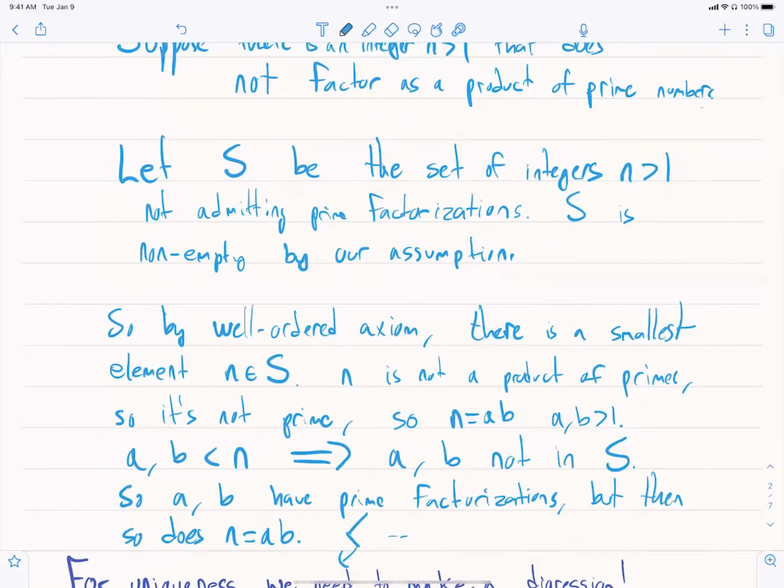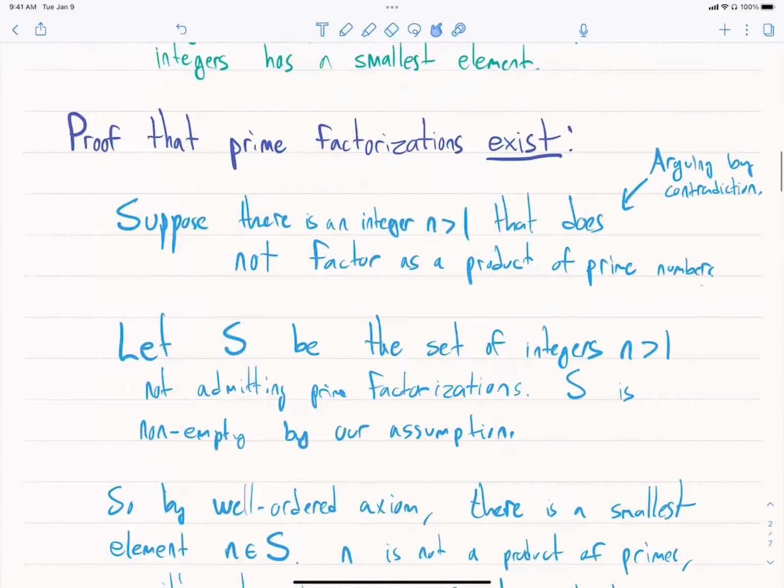So that little lightning bolt means contradiction. And this is how proof by contradiction works. If I get a contradiction, that means the thing I started by assuming wasn't true. So that means there was no way to find an integer that does not factor as a product of prime numbers.